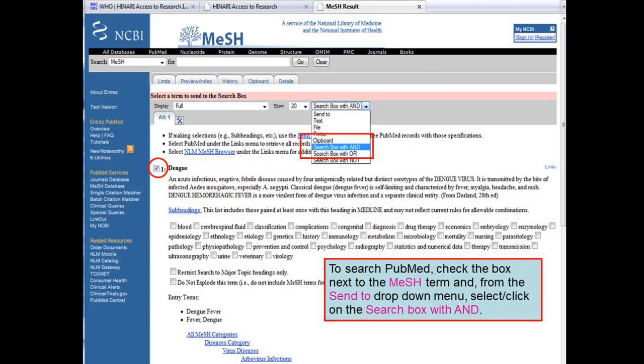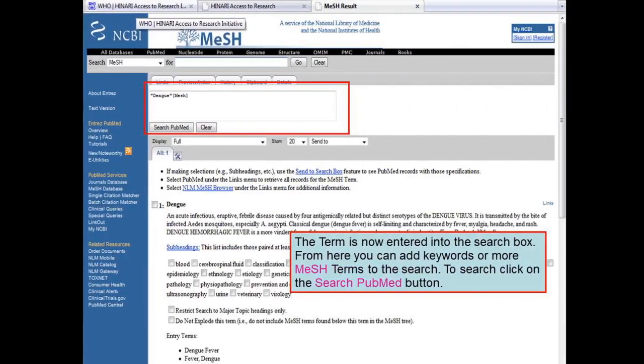Now, to search PubMed, check the box next to the MeSH term, and from the send to drop down menu, select search box with AND. So combine this search with the AND operator, right? So what you do, you just select this box and click the search box with AND. So Dengue will be a MeSH term. The term is now entered in the search box. From here you can add other keywords in order to combine using the AND operator, right?